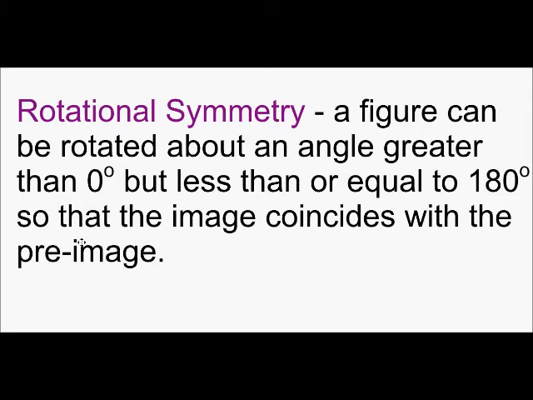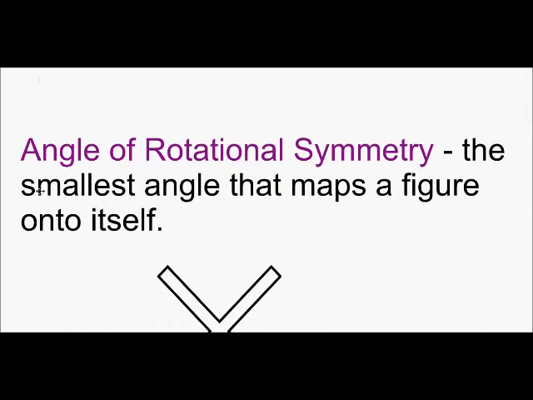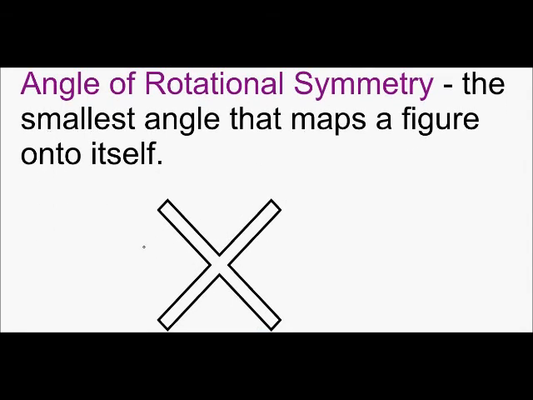Okay, rotational symmetry. A figure can be rotated about an angle greater than 0 degrees but less than or equal to 180 degrees so that the image coincides with the pre-image. So we're looking at angles. Again, the angle of rotational symmetry is the smallest angle that maps a figure onto itself.